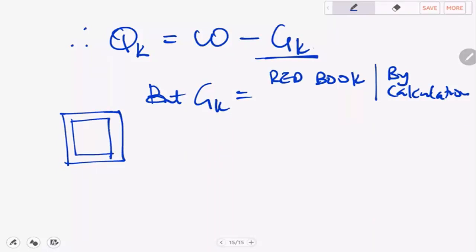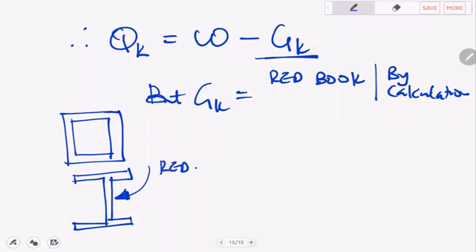Yeah? We want to know the self-weight of that beam. And what is the self-weight of this I section? We can get it straight from the Red Book, because this one is a standard high profile. So what can we do? We go to a 254 by 146.